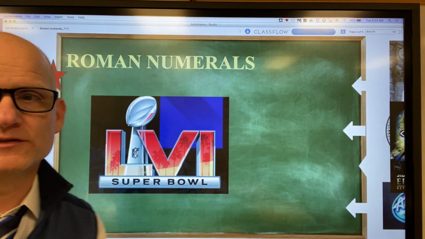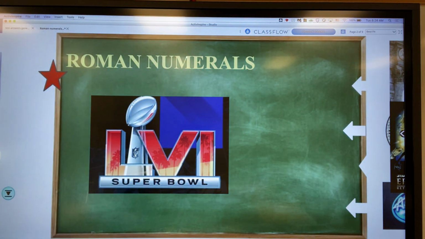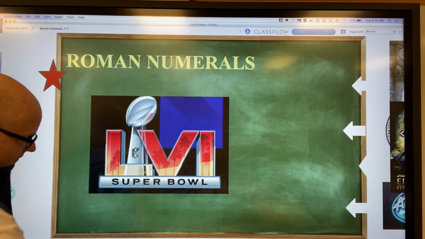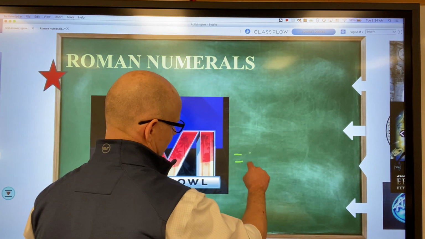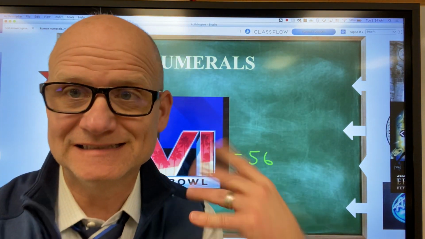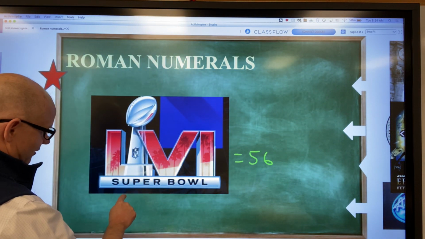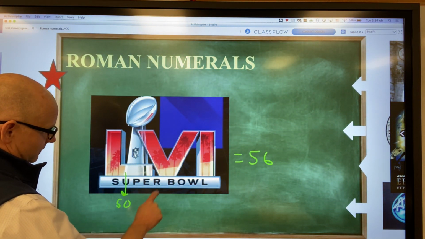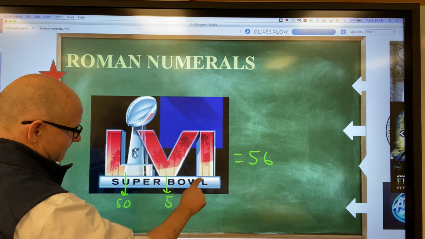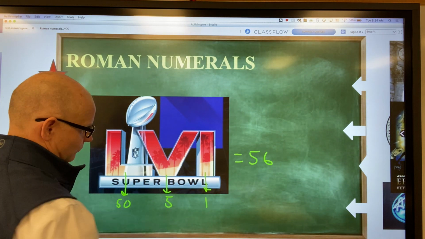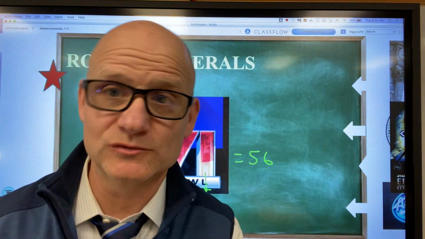So I always like to cover this topic the week before the Super Bowl because whenever you see the Super Bowl's logo, it's usually represented by Roman numerals. For example, this is Super Bowl 56. When you hear them talking about it, they'll be saying Super Bowl 56, which means this L represents 50, this V represents 5, and this I represents 1. 50 plus 5 plus 1 is 56.